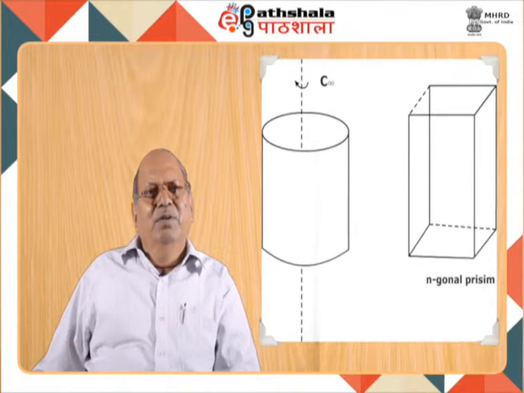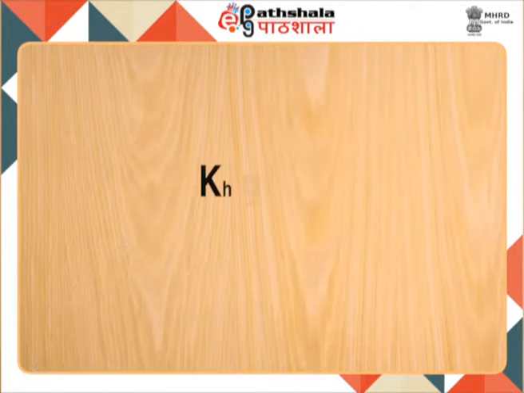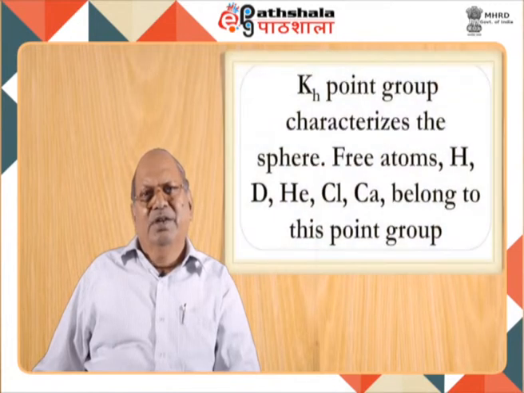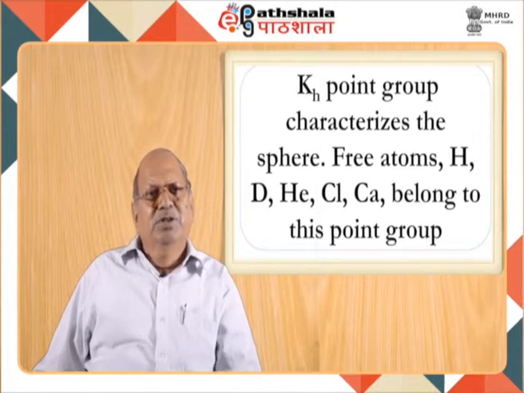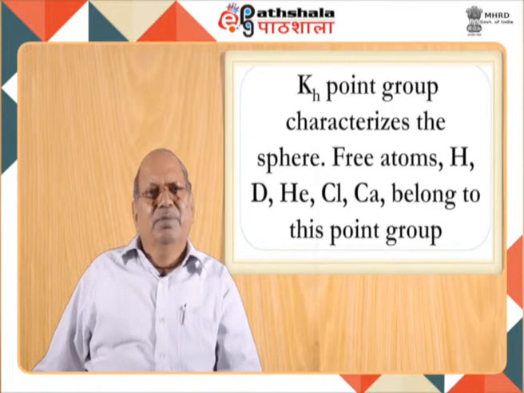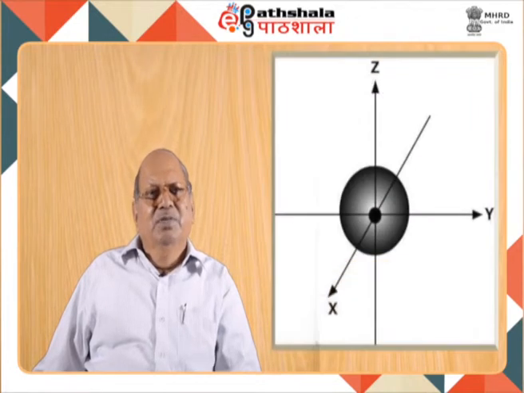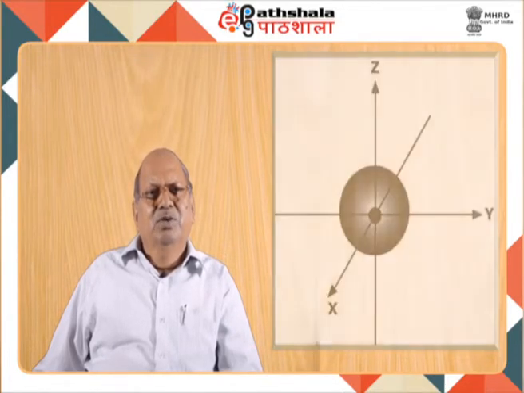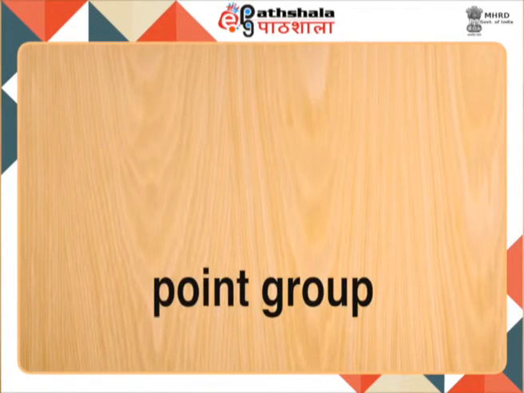Now we have a special point group known as the Kh group. This point group characterizes the sphere. This symmetry is possessed by all free atoms. All possible symmetry elements belong to this point group. Free atoms, hydrogen, deuterium, helium, chlorine, calcium, etc., belong to this point group. The figure of a sphere with XYZ axes is shown, and these spherical molecules or atoms belong to the Kh point group. Classification of molecules into point groups.